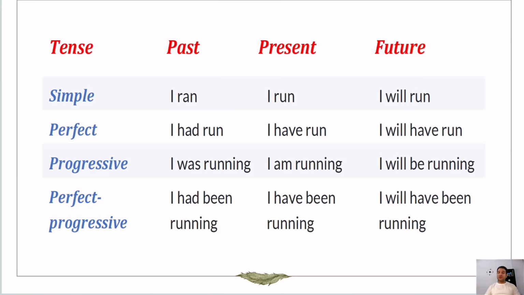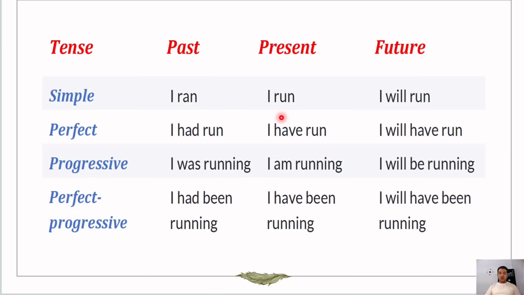In this video, we're going to talk about something very important in English grammar, which is how to form sentences in different tenses in English. For example, how to form a sentence in the simple past, or in the simple present, or in the past perfect, or in the present perfect. We're going to use only one subject, which is I, in all tenses, and one verb, which is run, in all tenses.